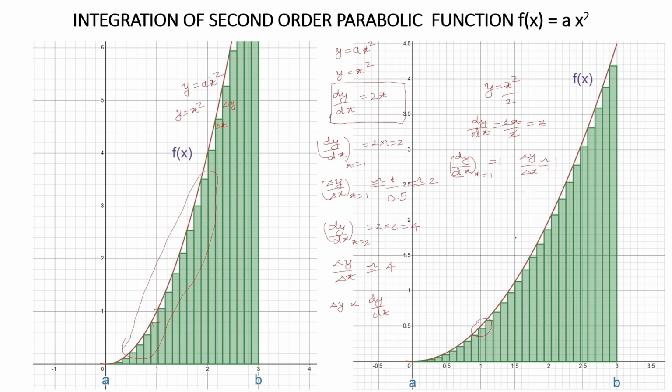So this is validated. And similarly, we can do it at 2 also, dy by dx at x is equal to 2. So when I put 2 here, it will be just 2 only. I put delta y by delta x.